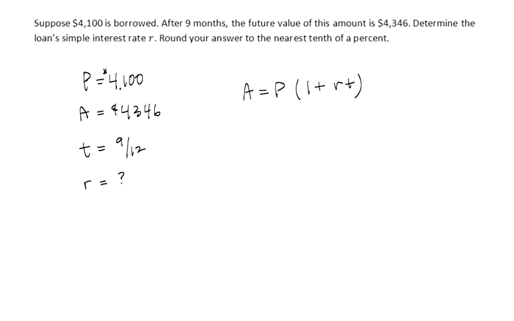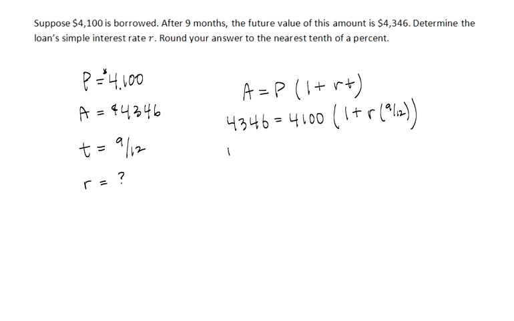So, just like we did in the first example, let's go ahead and substitute the values that we know so that we can solve for what we don't know. So instead of A, I'll write 4,346. Instead of P, I'm going to write 4,100. Then I have 1 plus, in this case, R is our unknown, and T is equal to 9/12.